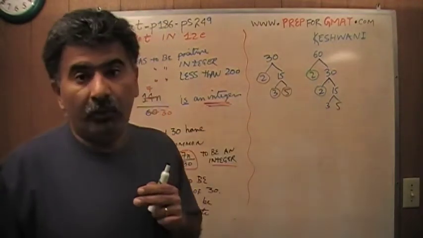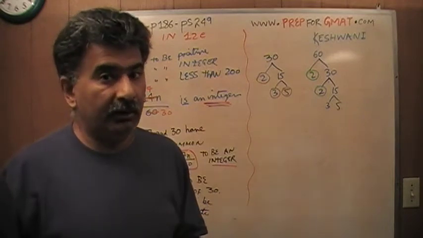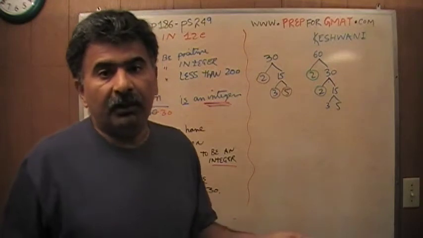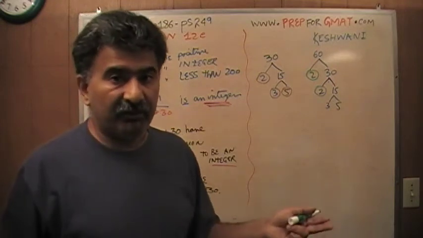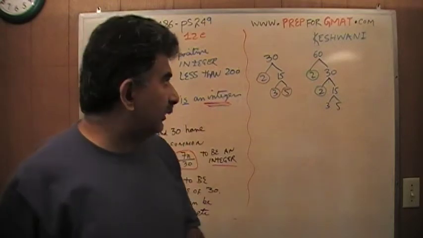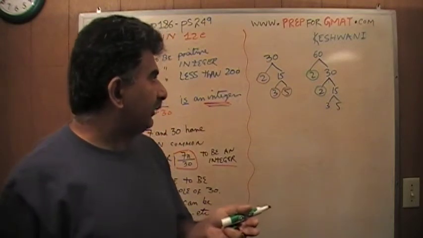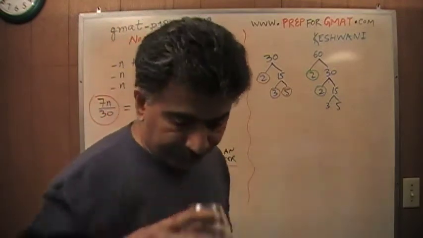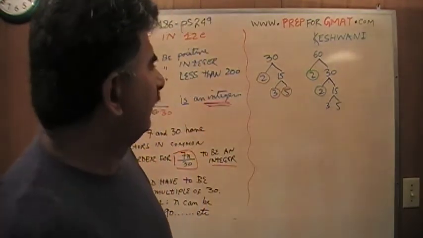Of course 60 will also go evenly into 15, 30, and some other numbers, but those are not prime factors. Those are factors of 60, but they're not prime factors of 60, because 30 and 15 and 60 are not prime numbers. What if n were 90?